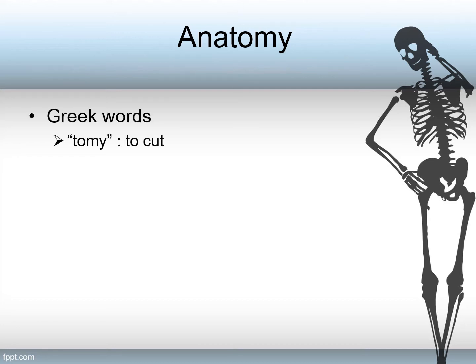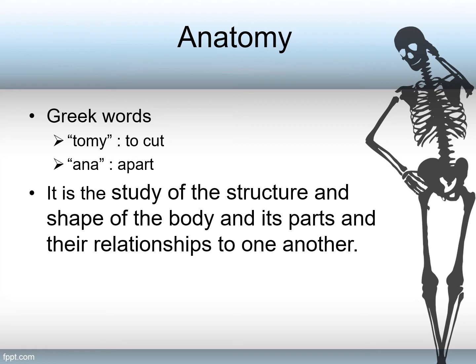So let's first define what anatomy is. We're not going to go into the nitty-gritty details of anatomy as well as the history of anatomy, but one thing is for sure, we're going to have to define what is anatomy. Anatomy actually came from Greek words, tomi, which means to cut, and ana, which means apart. So we put it together, and then you'll get anatomy. Anatomy is a field in science that studies the structure and the shape of the body and its parts, as well as the relationship of these parts to one another.